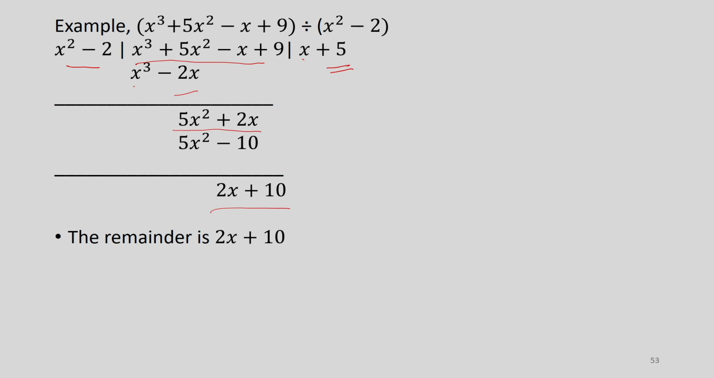Now, you cannot do anything else with 2x plus 10, because the power of x here is 1, whereas the power of the divisor is 2. So, this will be the remainder here, 2x plus 10.